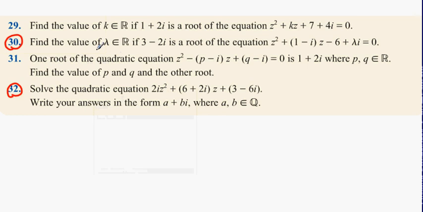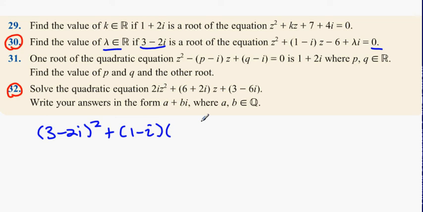Okay, so find the value of this number that's a real number if this is a root of the equation. So if it's a root of the equation, it has to satisfy equal to 0. So replace all z's with 3 minus 2i. So 3 minus 2i squared plus 1 minus i multiplied by z, which is still 3 minus 2i. Then minus 6 plus pi i, or lambda i, as it's called.